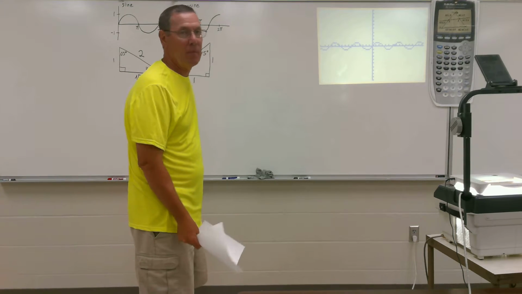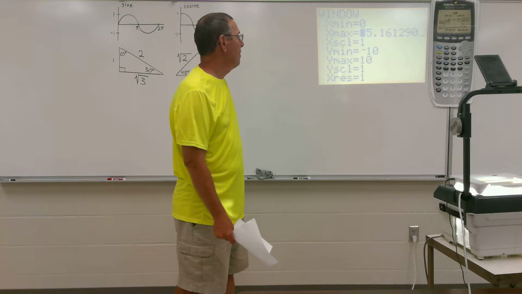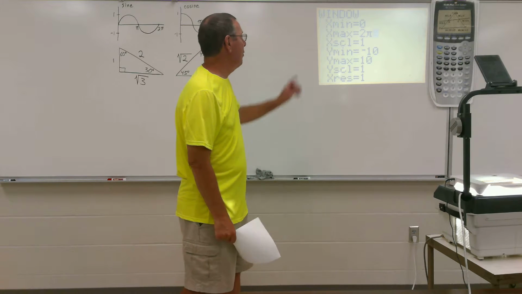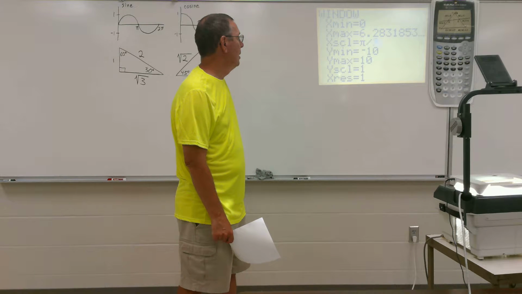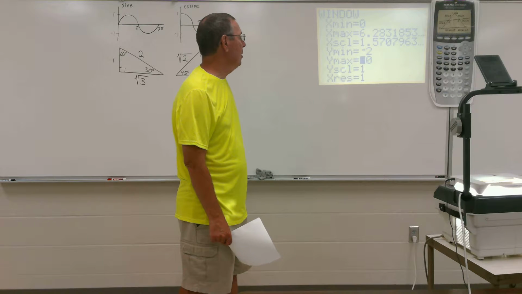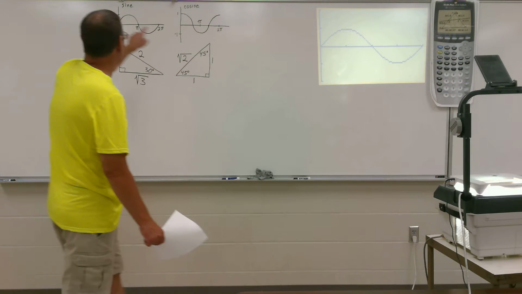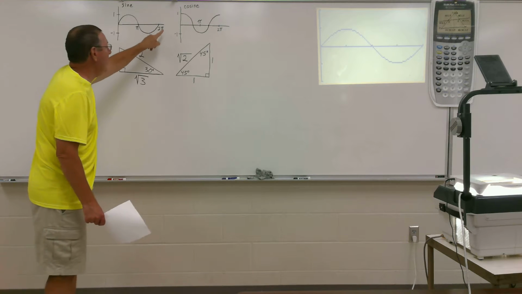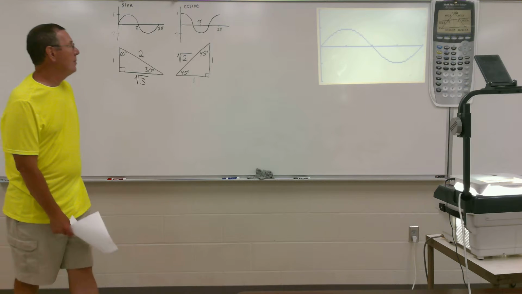Jessica, go to window. Let's go 0 to 2 pi for our x's. She found the pi. For x scale, let's go pi over 2. Okay, for the y's, how about negative 2 to positive 2? This should be a nice looking window and graph. And doesn't that thing look just like this thing? They should look the same. She's got the same curve I have there.